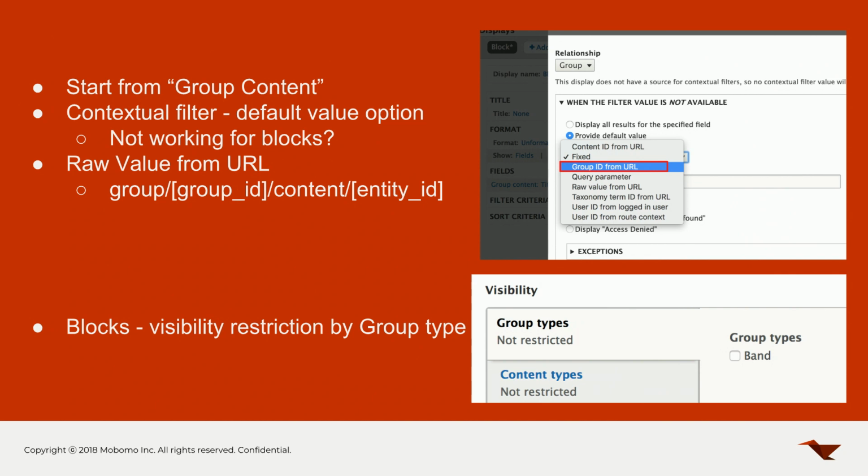I was having trouble with contextual filters, so I ended up messing with this a little bit and I thought group ID from URL would make the most sense, but I ended up using the raw value. And you can see the pattern that it uses there, and you can just use arg1 or arg3 depending on what it is. And then you have this cool little feature in the block situation, which lets you restrict visibility to particular group types. So if you have a block you want only visible on group type band, you can do that.